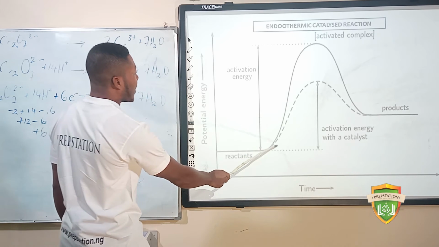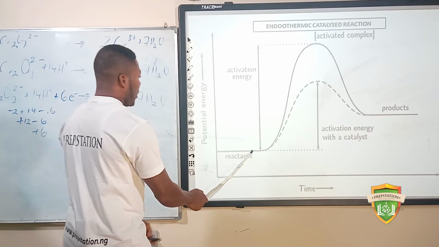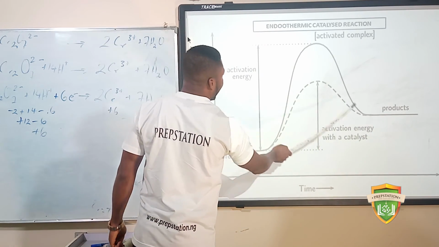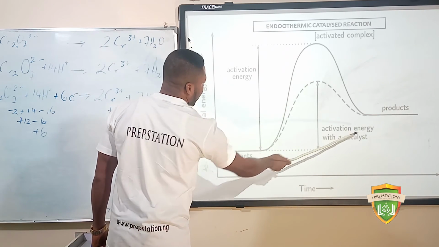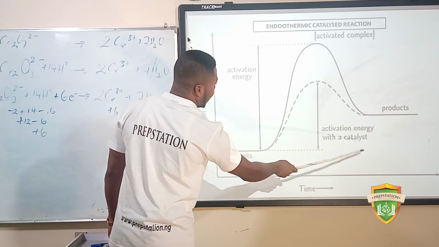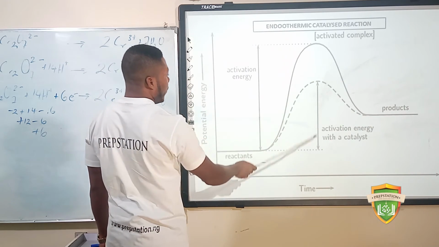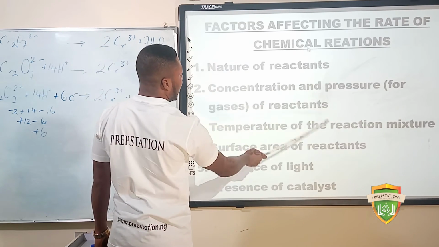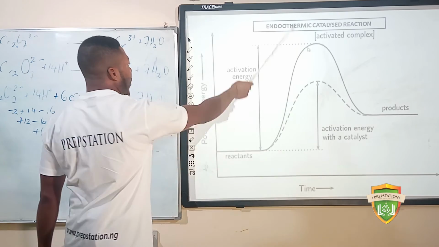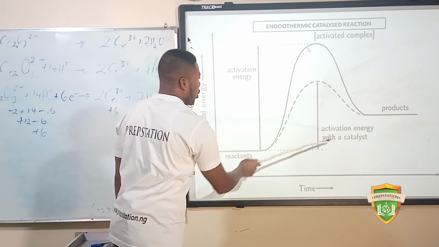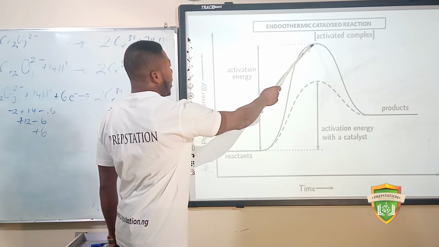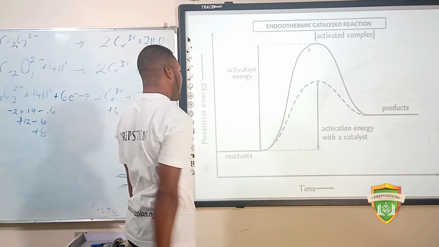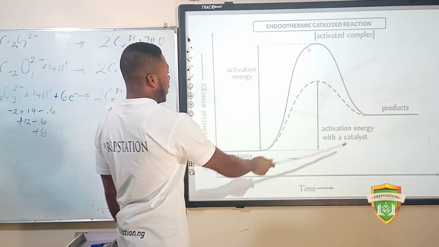The next one is for the endothermic reaction. This is the catalyzed pathway, and this is the uncatalyzed pathway. From this point to this point is the energy of the catalyst, while from here to this point is the energy of the entire reaction. Then this is the energy change that is absorbed from the environment. Here is the activated complex, then the reactant and the product.